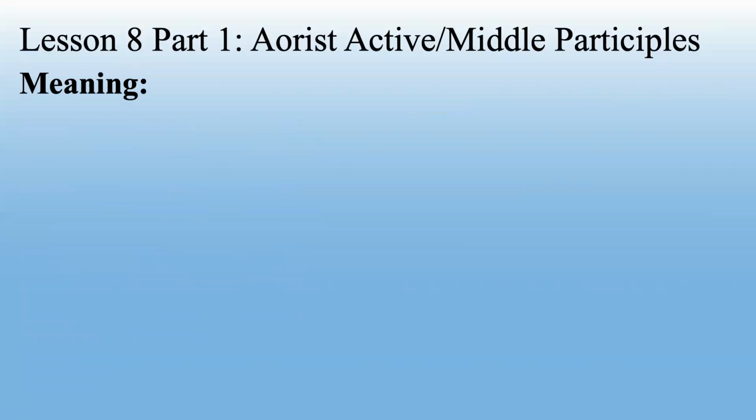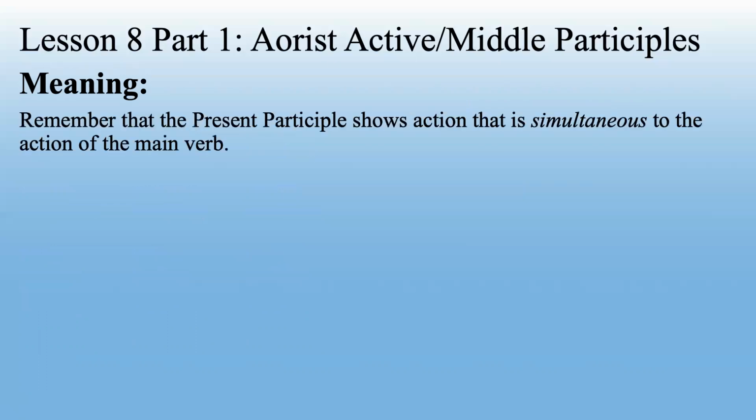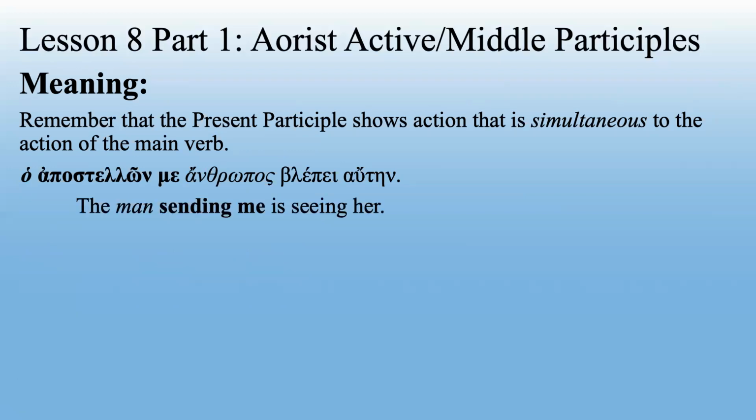Pay very close attention to this, please. This is something that can be confusing if you're not really clued into this, but it really isn't too tricky. Okay, remember that the present participle shows action that is simultaneous to the action of the main verb. Ho apostellon me anthropos blepei autein. The man sending me is seeing her. We didn't say the man that sent me in the past is seeing her. We're saying the man who is sending me right now is seeing her right now. The time matches. Sending now, seeing now.